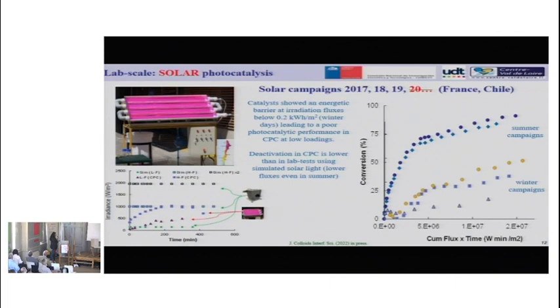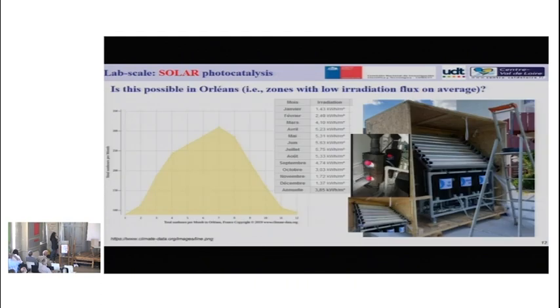It's also quite important. What we are doing right now is asking whether this treatment can be translated to other places on the planet where we don't have as much sun as in Chile or in Mexico. This is something that we are doing right now. The question is, is this possible in Orleans? I think it is, and this is something that we will hopefully demonstrate in the upcoming months.